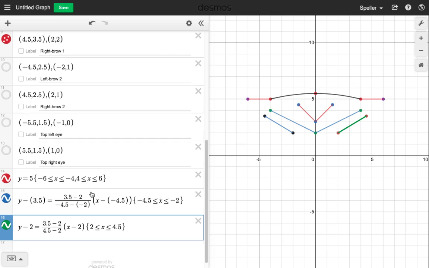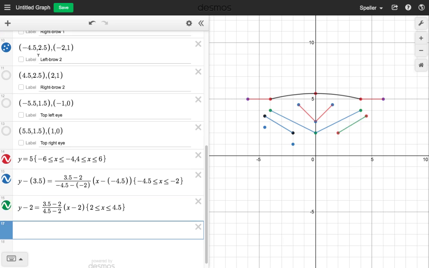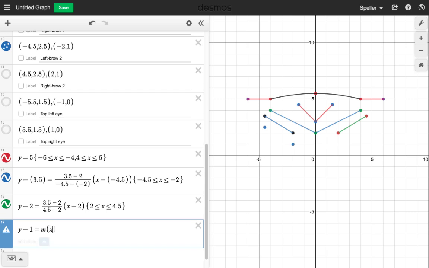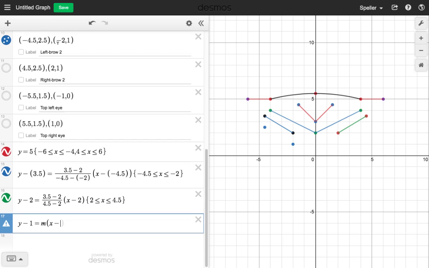All right, now let's go ahead and work on left brow 2. I already have the points up here. I'm going to use this point here, the (-2, 1). So I'm going to place in y minus the y value of 1 equal to m, which I'll place in later, x minus, and the x value is negative 2, so I'm going to place that negative 2 in parentheses.